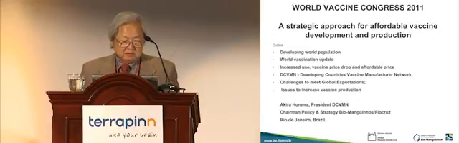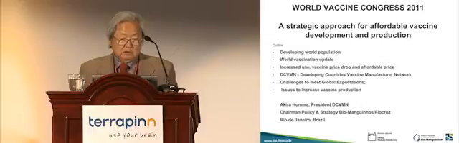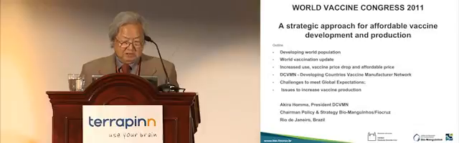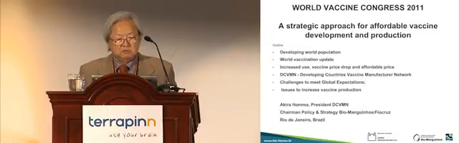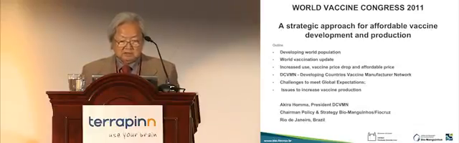I have here 6 different points which I will touch: the developing world population and what the demand for vaccine will be, the world vaccination update, the affordability of price, and some information on DCVMN, which is our organization, called the Developing Countries Vaccine Manufacturers Network. Then some information on the challenge to meet global expectations and issues to increase vaccine production.